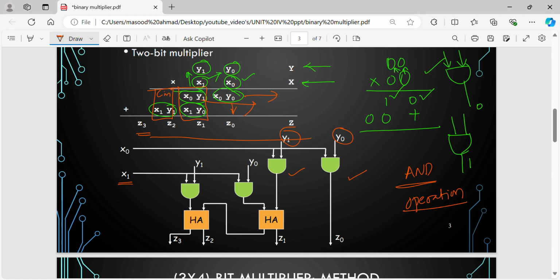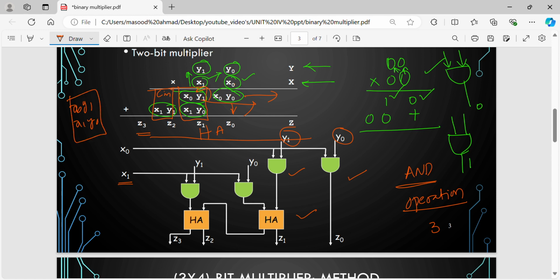Next, once you want to add them, if it is a 2-bit addition, I can use a half adder. If it is a 3-bit addition, I can use a full adder. Because there is no carry in from the previous stage, one half adder is enough. What is a half adder? A half adder is a 2-bit addition. What is the 2-bit addition? x0 y1 and x1 y0. This is only a 2-bit addition.